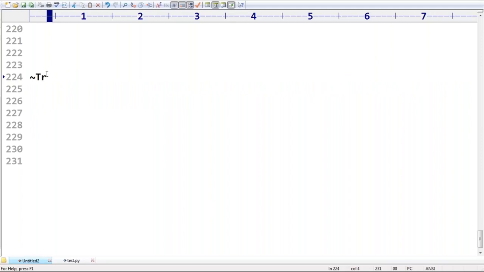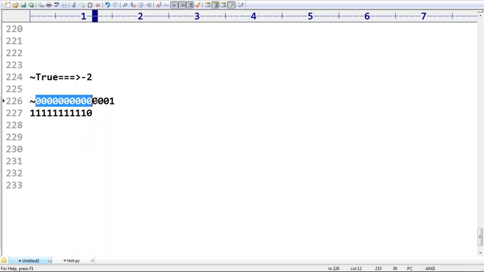Next, Nanda Kishore is asking, what is the negation of true? Anyone remember what answer we got? Negation of true is -2. First, true means 1. In memory, it is represented as 0 0 0 0 0 0 1, in a 32-bit, 16-bit or similar representation. Now I want to apply negation. Zeros will become ones and ones will become zeros. So all are replaced with 1, and the last one is replaced with 0.